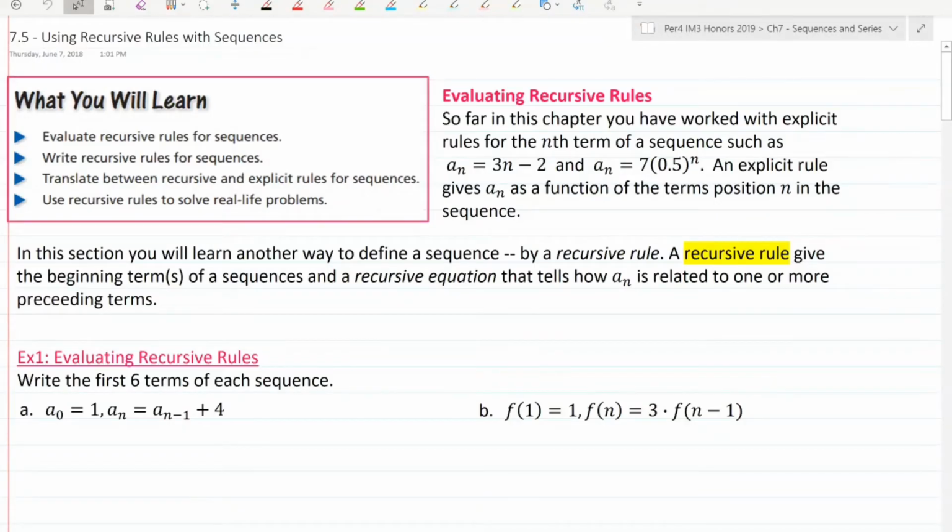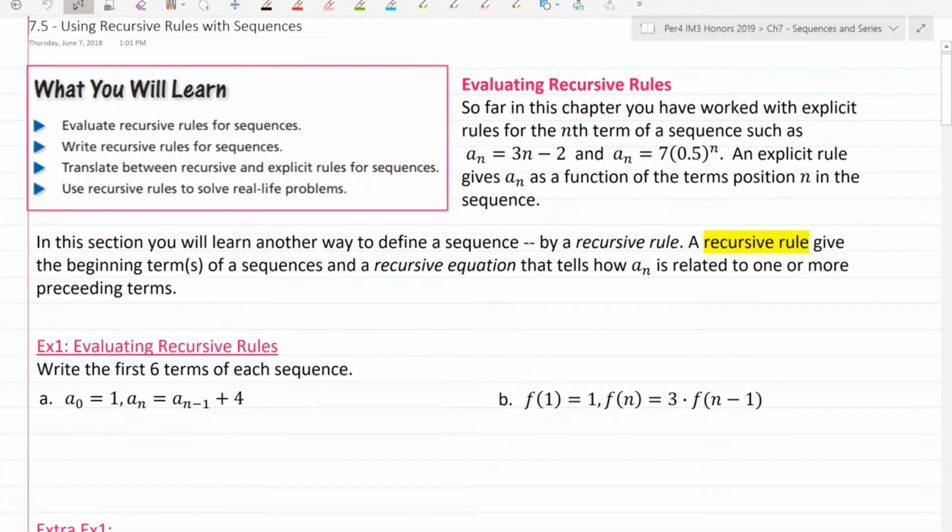Good morning. In this video, we're going to do section 7.5, which is recursive rules for sequences. A recursive rule is just a different way to write a formula for some kind of sequence. What a recursive rule does is state something that's happening over and over again to the data. Are you adding 5 over and over again? Are you multiplying by 3 over and over again? So what's always happening to the term before it, and is that constant? That's a recursive rule.